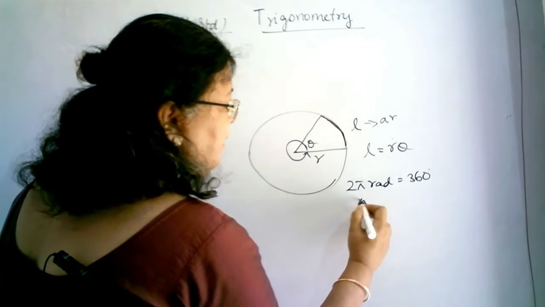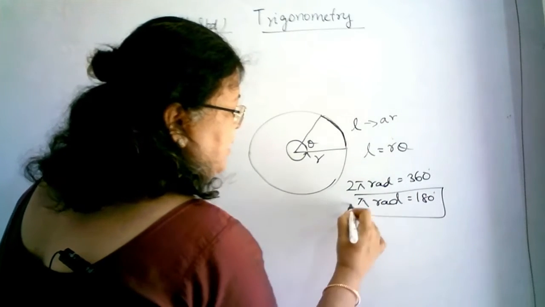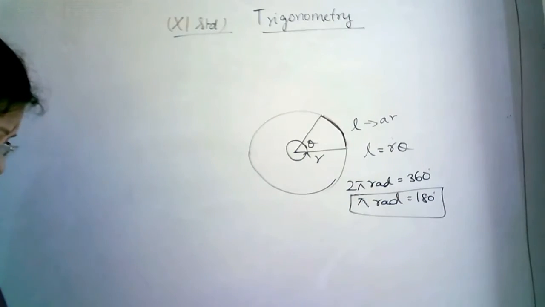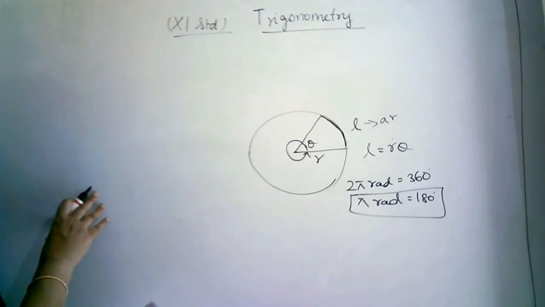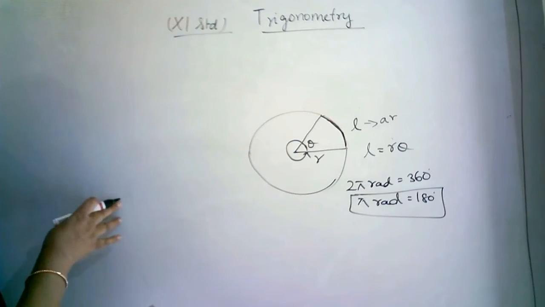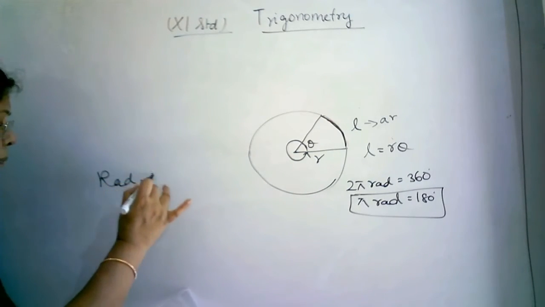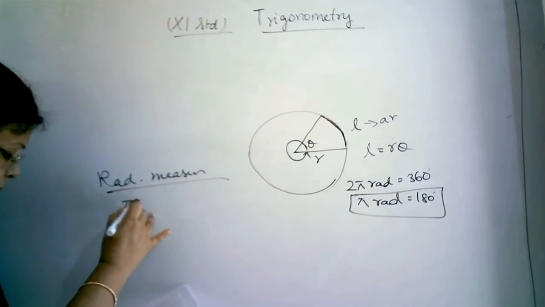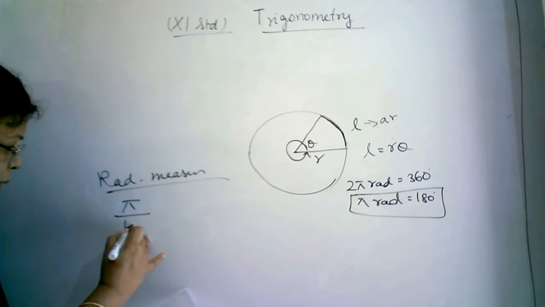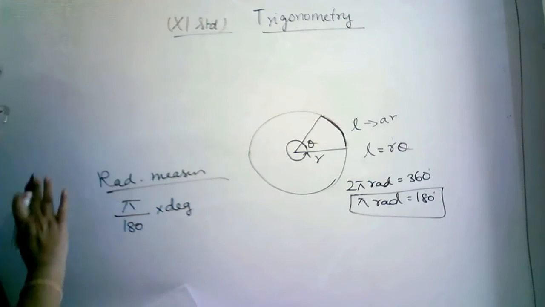From this we get pi radians is equal to 180 degrees. You should always remember this: pi radians is equal to 180 degrees. And we will be having conversions. They will ask for degrees to radians and radians to degrees measurements. The formula you should remember for radian measurements is pi into 180.